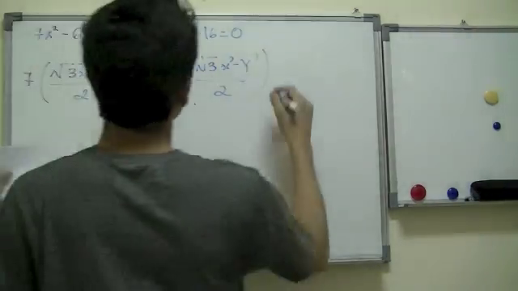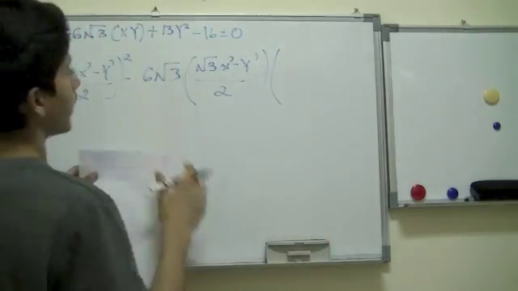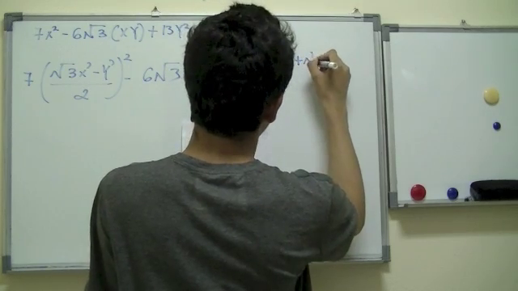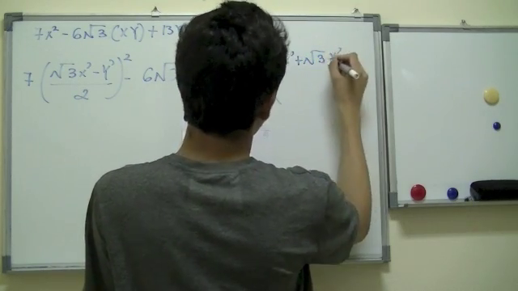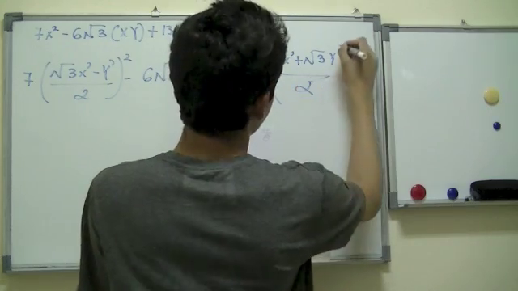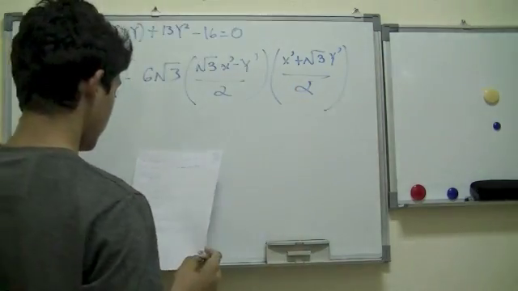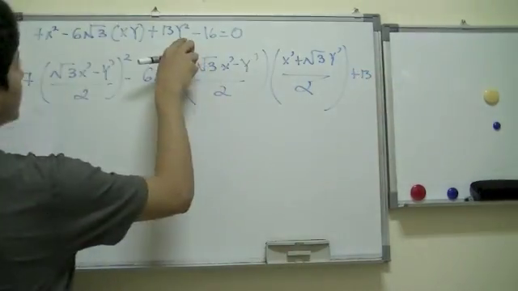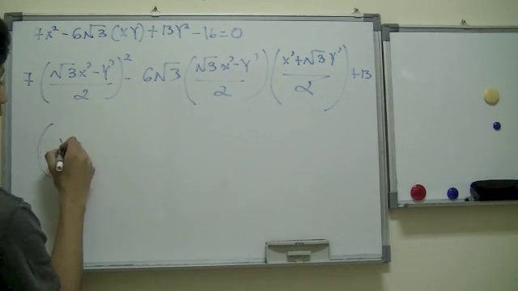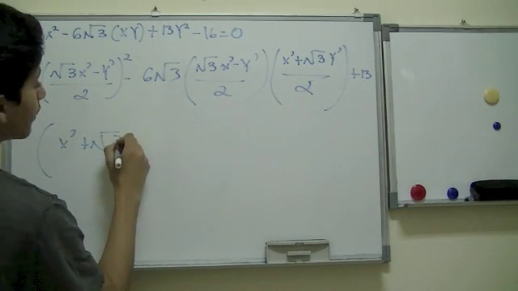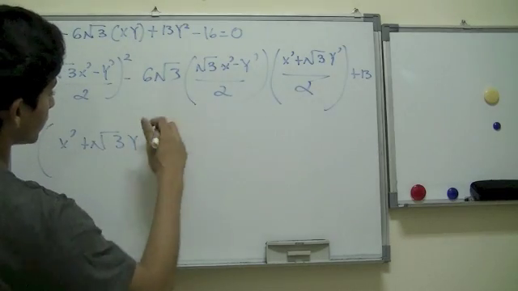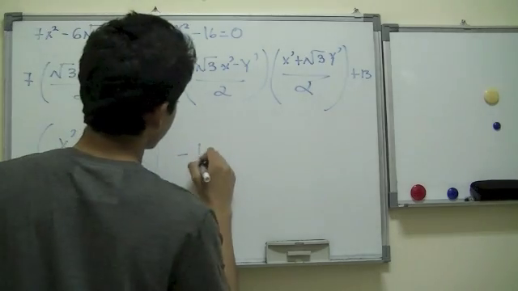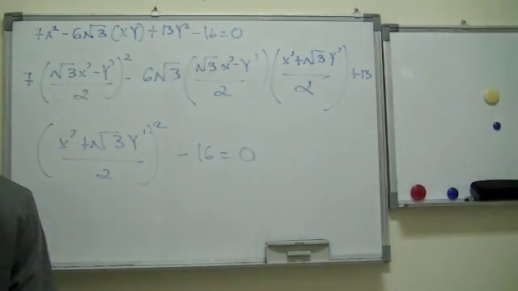square root of 3 x prime minus y prime from the previous one, if you remember, all over 2. Okay, now you multiply that with the y one as well. So for y, we got x prime plus radical 3 y prime all over 2, plus 13 y squared, which is x prime plus radical 3 y prime over 2, that would be squared over here. Then you subtract 16, equal to 0.